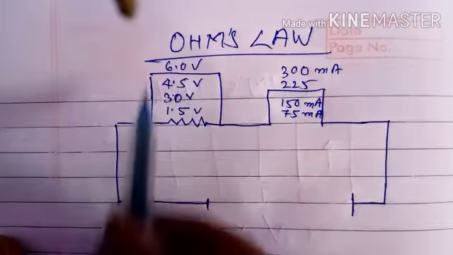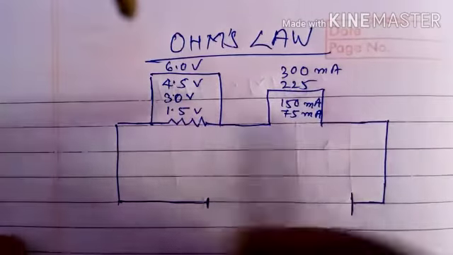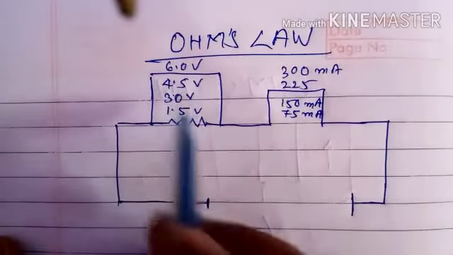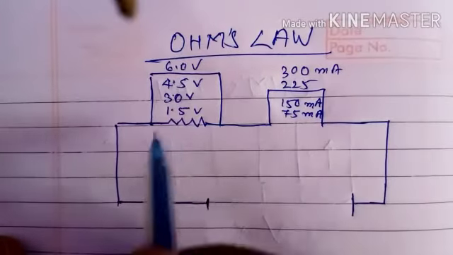Here assume this one is the voltmeter and this one is the reading of the ammeter. Ammeter, you know, is used to measure the electric current, and voltmeter, you know, is used to measure the voltage or the electric potential difference of the circuit.